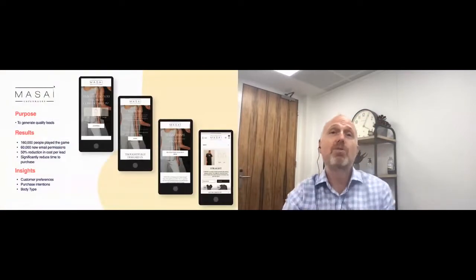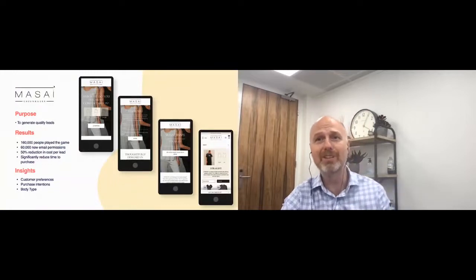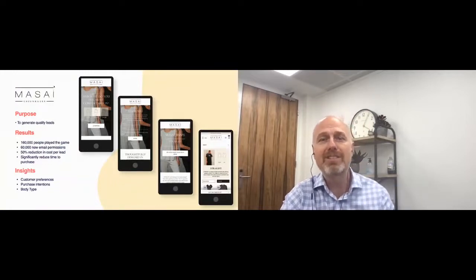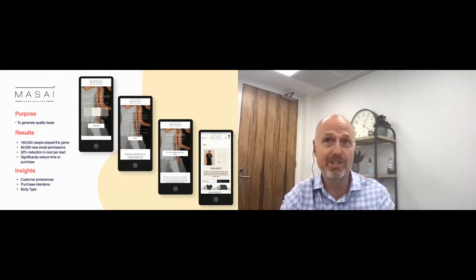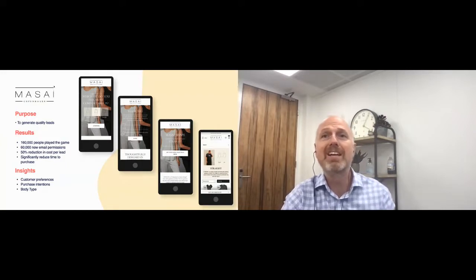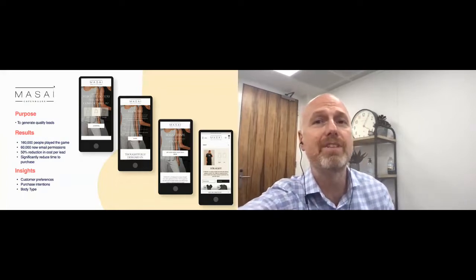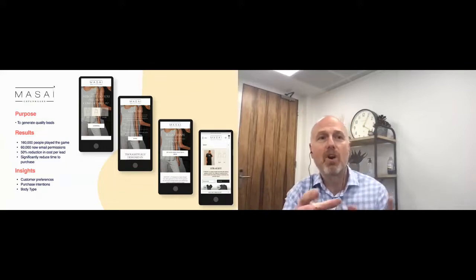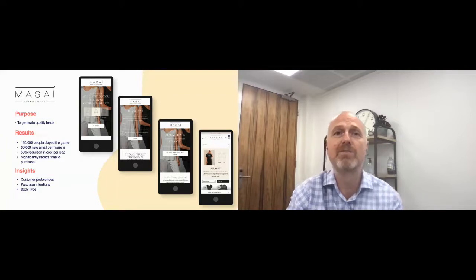So Masai saw some tremendous results out of this. Firstly, and most importantly, their consumers loved the game. In fact, over 160,000 people participated. Out of this, they gained 60,000 new permissions, registrations for email communication. And they had an average cost per lead that was reduced by over 50%. So based on their initial aim, which was to generate quality leads, this really stood up and really drove a huge amount of interaction for them.